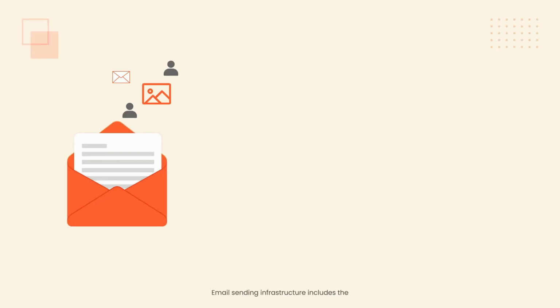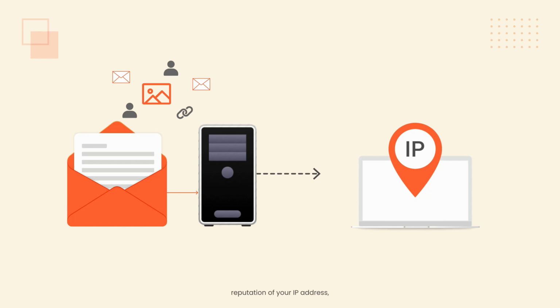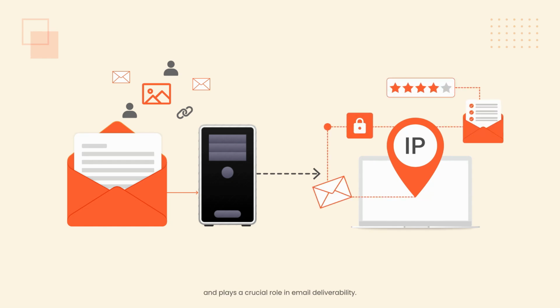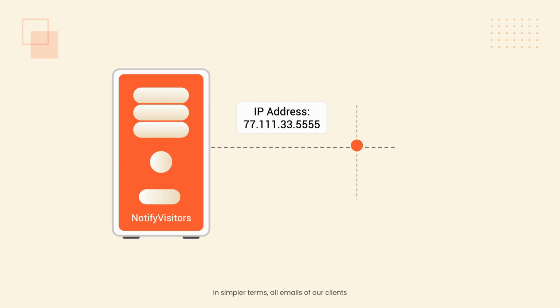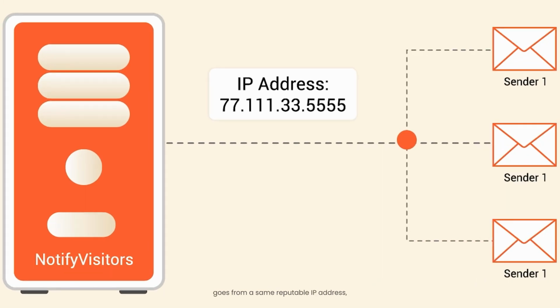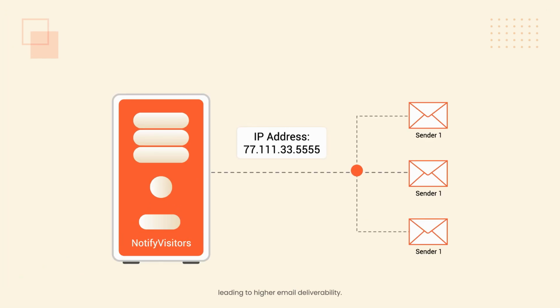Email sending infrastructure. Email sending infrastructure includes the reputation of your IP address, and it plays a crucial role in email deliverability. NotifyVisitors maintains a single reputable IP address and shares the same with other businesses. In simpler terms, all emails of our clients go from the same reputable IP address, leading to higher email deliverability.